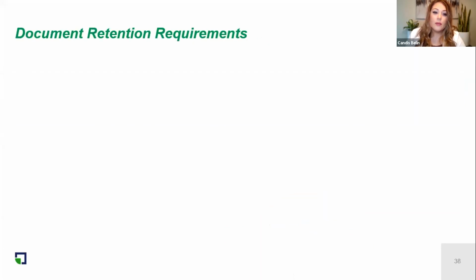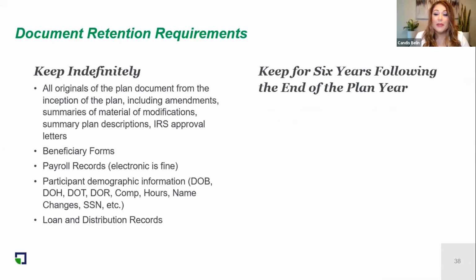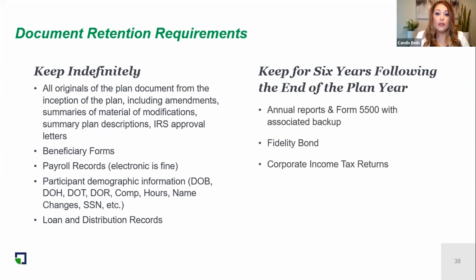Okay, so let's talk about document retention requirements. I get asked these questions a lot. For the most part, you're keeping pretty much everything indefinitely. You know, all your plan document originals, amendments, beneficiary forms, payroll records, as I mentioned earlier, participant demographic information, loan and distribution records. The items that you can keep for 6 years following the plan year are your annual reports, 5500s, fidelity bond, and corporate income tax returns.